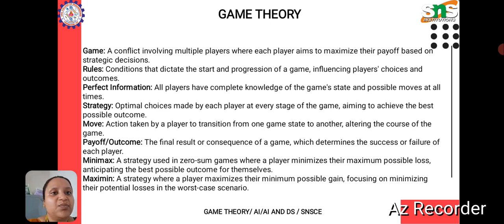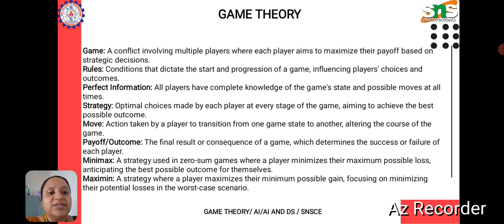Now what is called perfect information? Perfect information is when all players are involved in a game and you are provided with the complete information. Strategy is the different methodologies that you follow when you're playing a game. Moves are the different actions that are performed when you are playing a game.